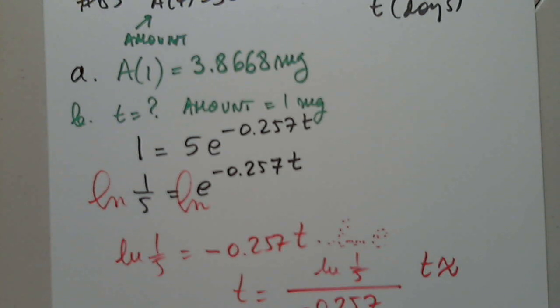So we had initially 5 milligrams. After how many days we are going to be left with only 1? After 6.26 days. Okay?